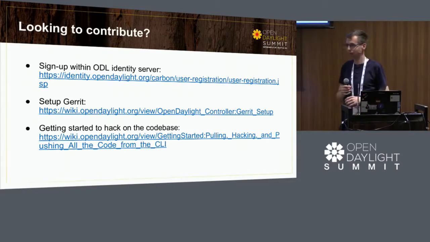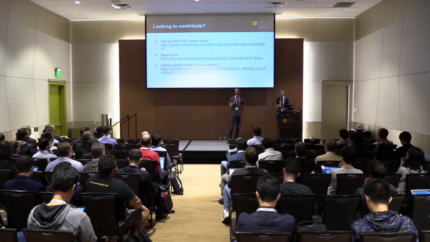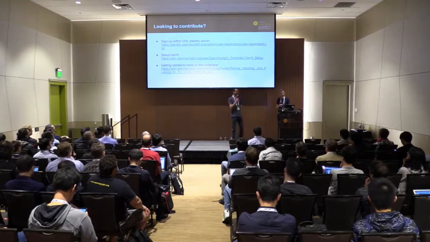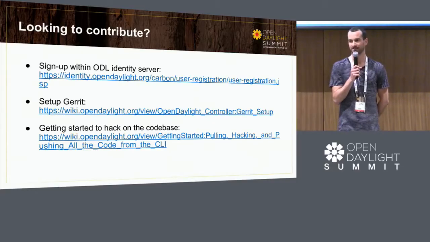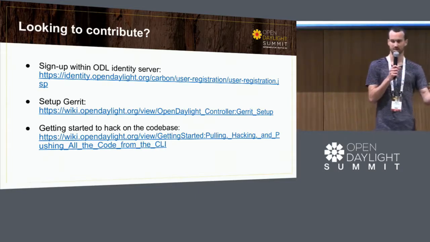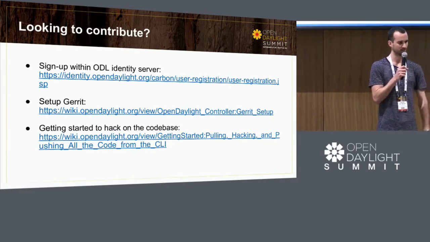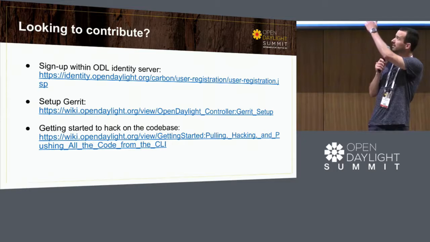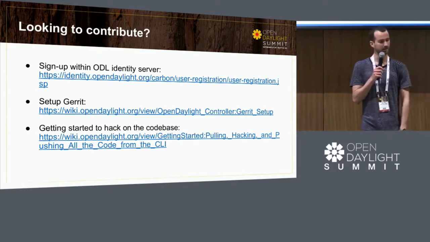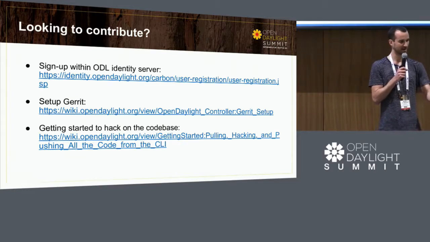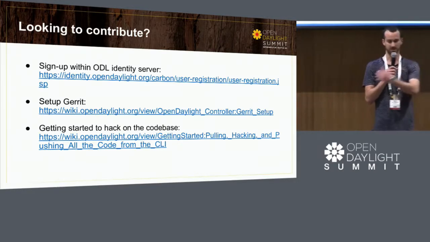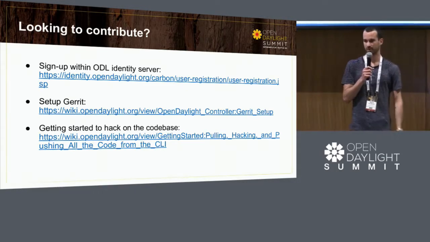Yeah, so now that you know pretty much how to onboard on OpenDaylight, the way to contribute is first you need to create your own identity. OpenDaylight is providing its own, I mean it's using WSO2, but regardless. So you can click on the first link and you get to register. Then you have to set up Gerrit. And finally, you can start hacking the code base. So those 3 links will guide you through that process.